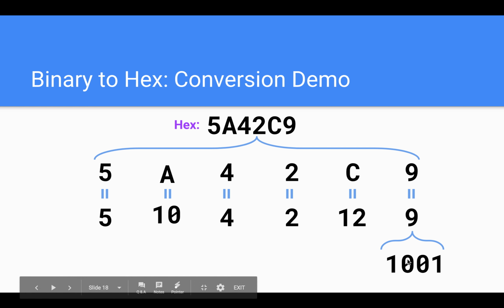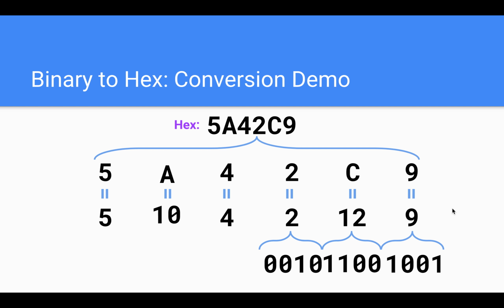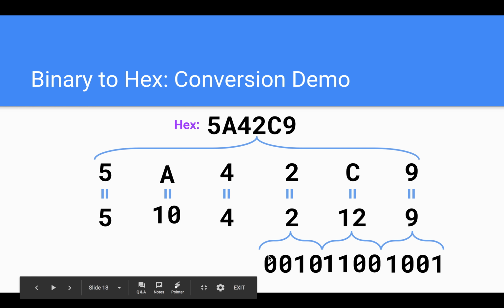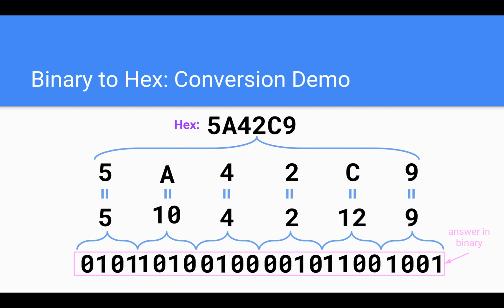So this is the binary for 9, the binary for 12, binary for 2, and this got padded with extra zeros to be 4 digits fully. 4, and then 10, and then 5. So altogether, that's the answer in binary.